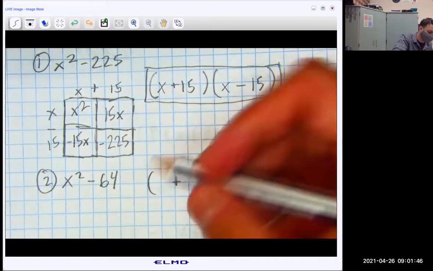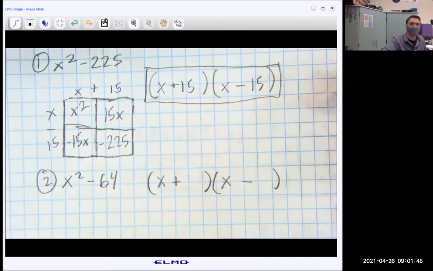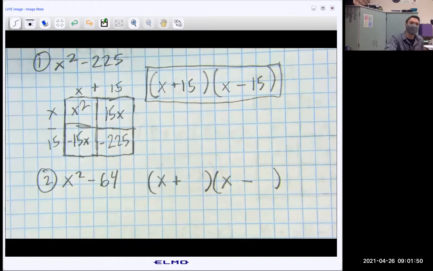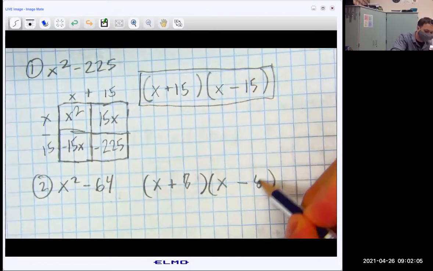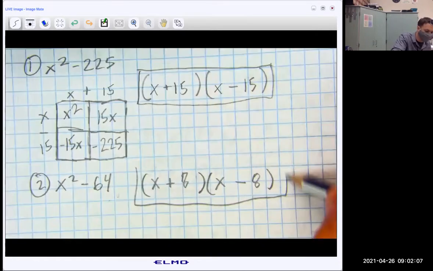And we already know these are x's. And so then we just have to ask ourselves, what times itself makes 64? Or like, what's the square root of 64? What times itself makes 64? Yeah, 8. So positive 8 and negative 8. There you go.